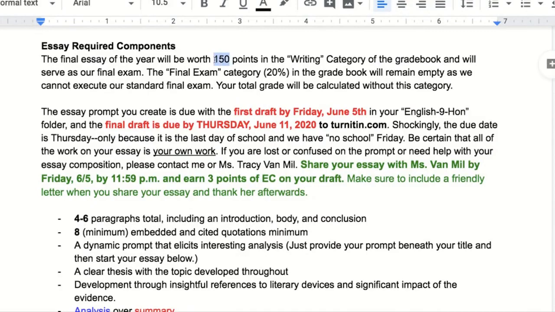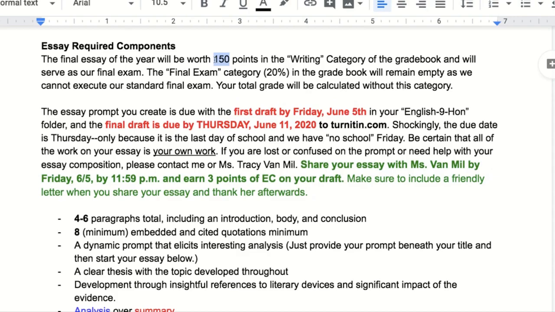The higher point value means that it's going to be a meatier essay. So typically our essays are 100 points. This is 150. So typically if you give me 2.5 pages, I would aim for 3.5 pages. Not that length is everything, but just development wise, there are more quotations required for this essay. It's counting as your final.